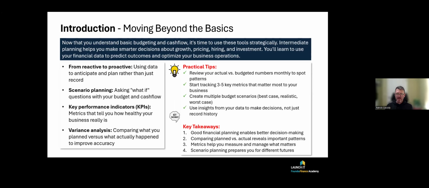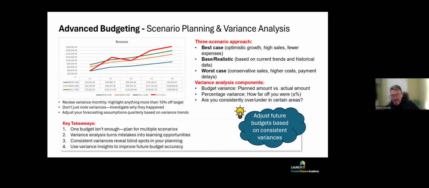So really, we want to make sure that from this you take away good financial planning so that you can make better decisions. You can anticipate when things are going to go wrong. You understand key metrics across your business, and you're able to prepare for the future. So let's get into it.